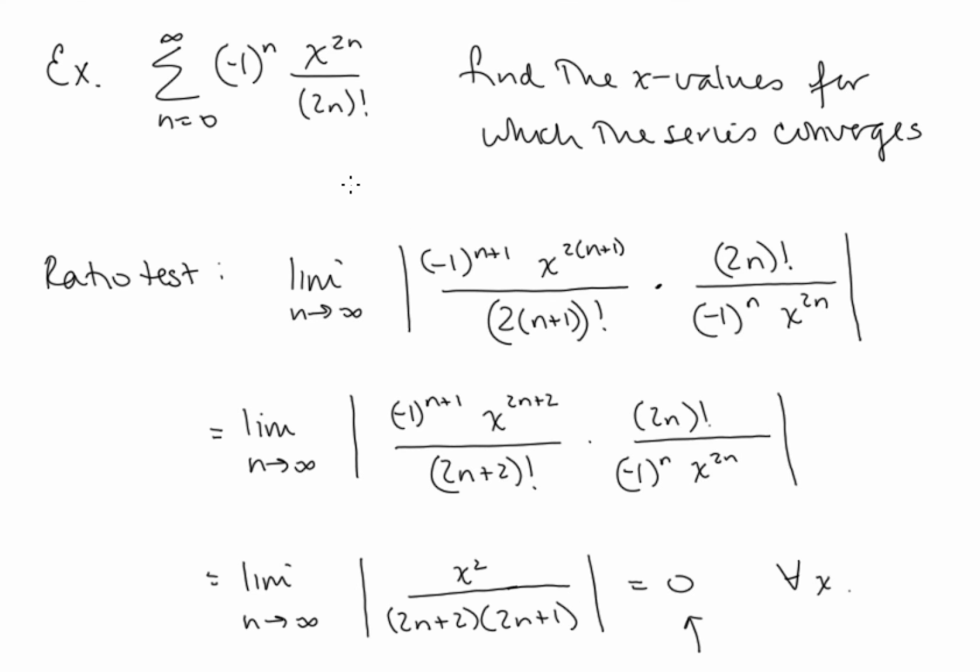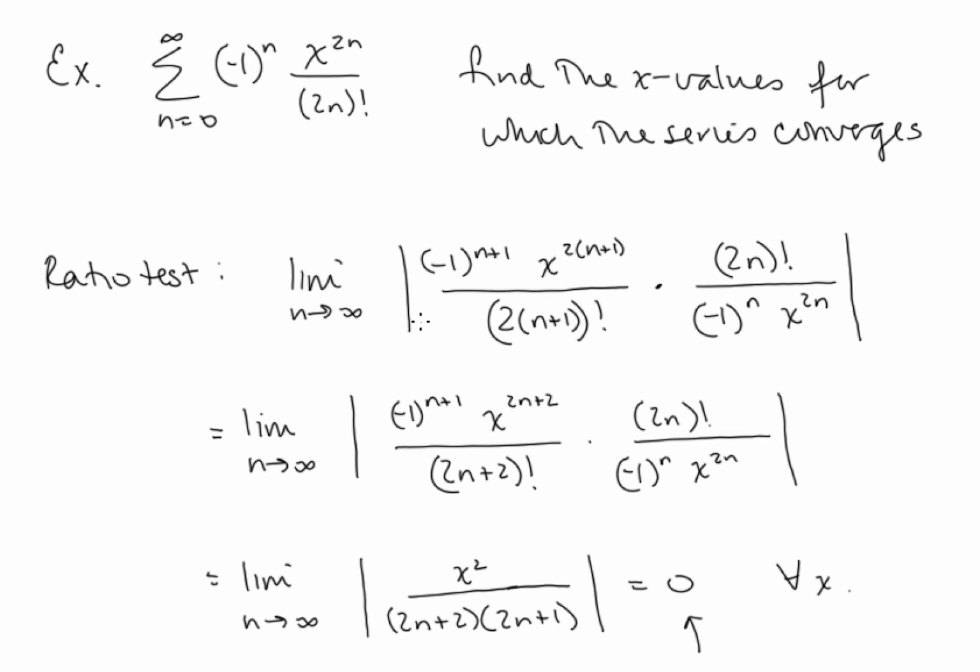Here we have negative 1 to the n, x to the 2n over 2n factorial. We want to find the x values for which the series converges. Now notice, we only have even powers in this power series. And that's okay. That just means that all of the coefficients with odd index are equal to 0. So let's take a look at the ratio test for this one.